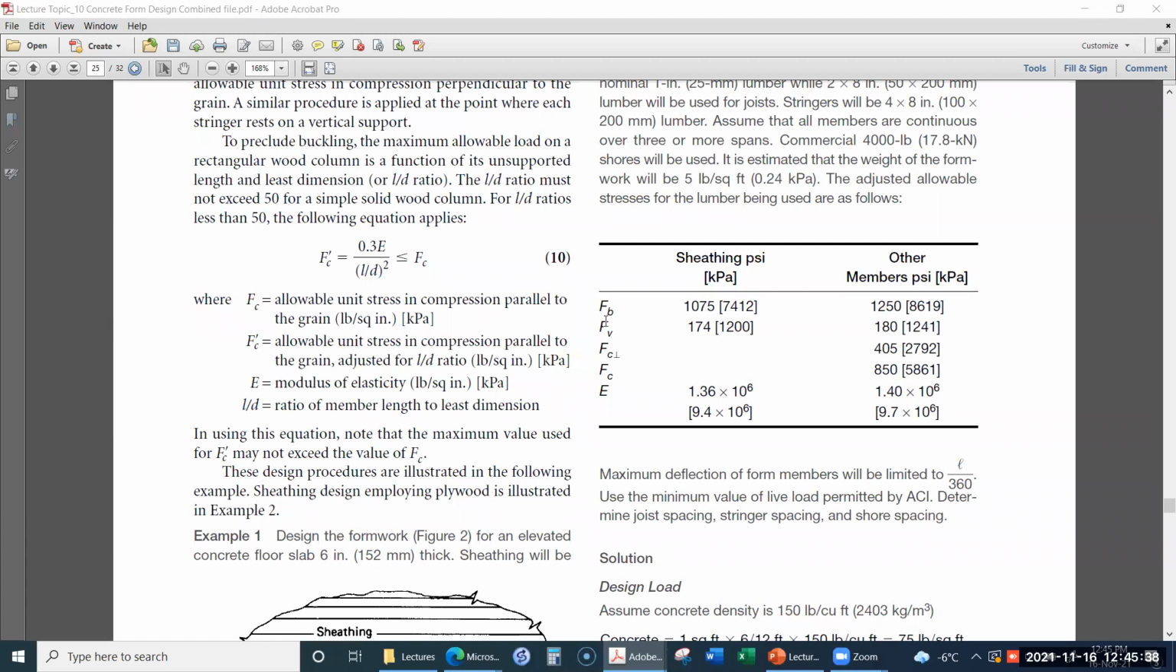So for example, FB is the bending stress. FV is the shear stress. FC perpendicular is the compressive stress in the perpendicular direction, and FC parallel is the compressive stress parallel to the grain, and E is the modulus of elasticity. So these are the limits which have been given to you.